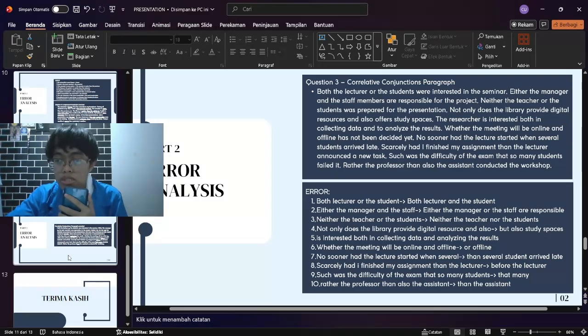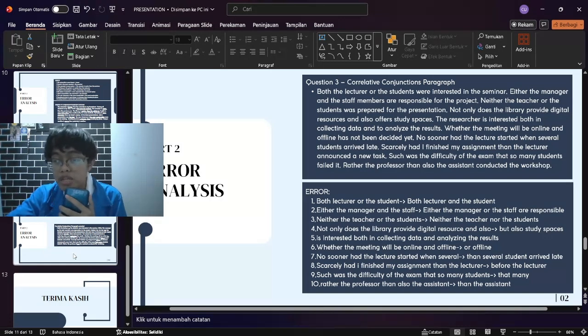The sixth one, whether the meeting will be online and offline, change it to or offline, because whether is actually meant to show an option. No sooner had the lecturer started when several, change it to than several students arrived late. So it will be no sooner had the lecturer started than several students arrived late. So it's kind of similar to an idiom, no sooner than later. So change the when to than.